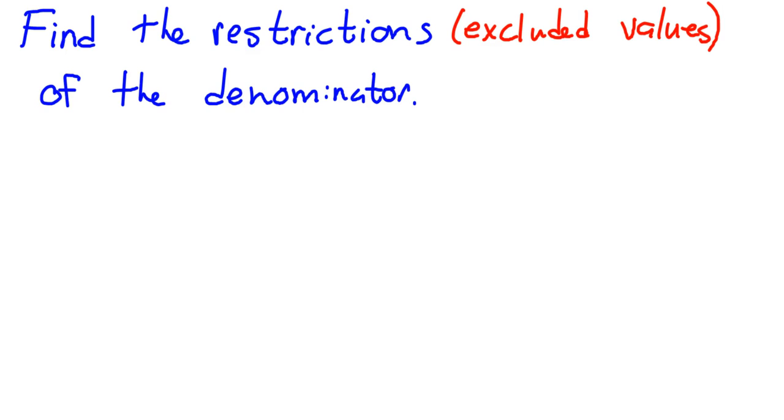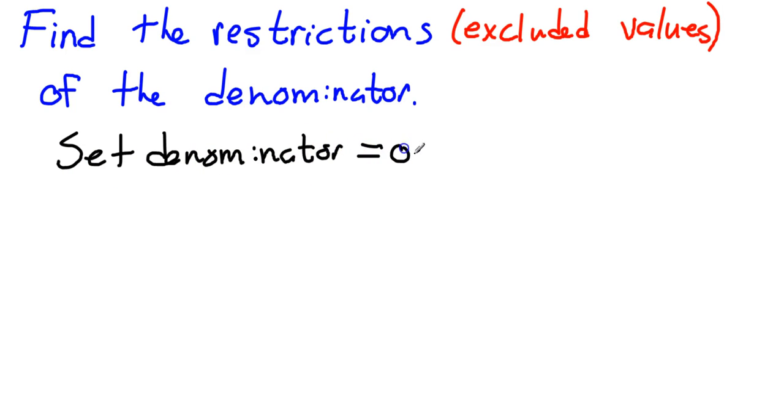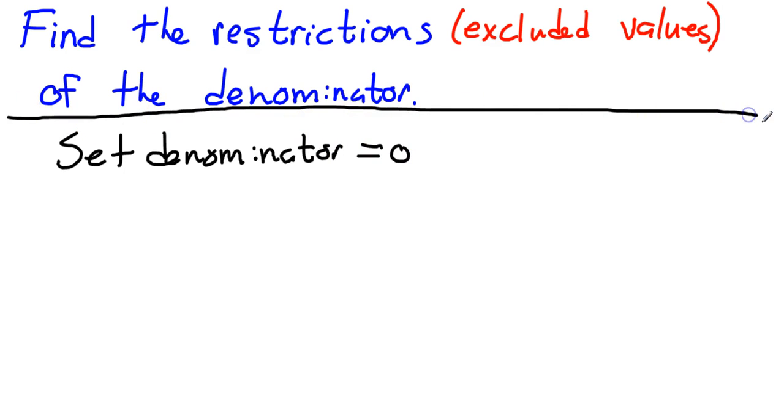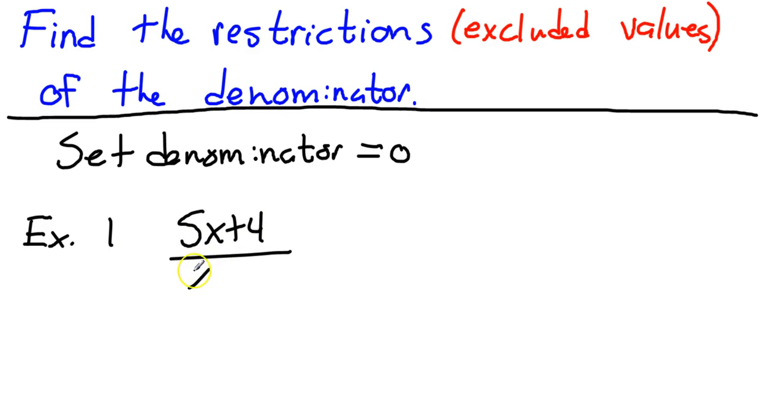Okay, and one simple thing to do this: just set the denominator equal to 0. And that's it. That's all you have to do. Let's go with 5x plus 4 over x minus 9. And they tell you, all right, find the restrictions on this rational expression.